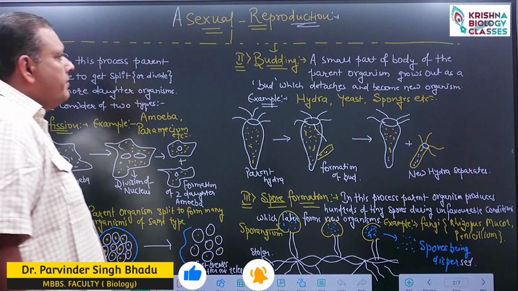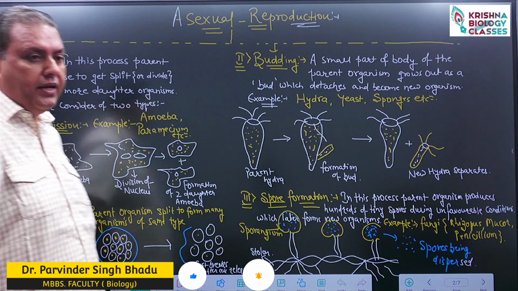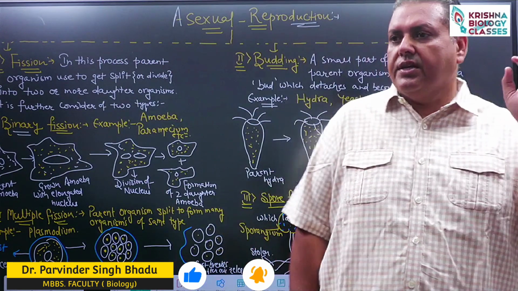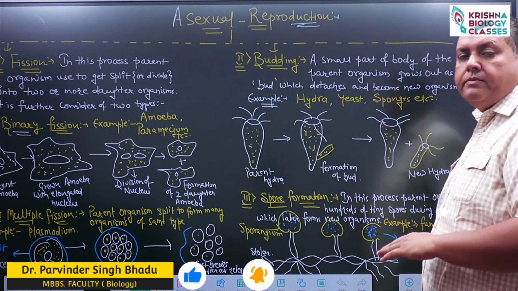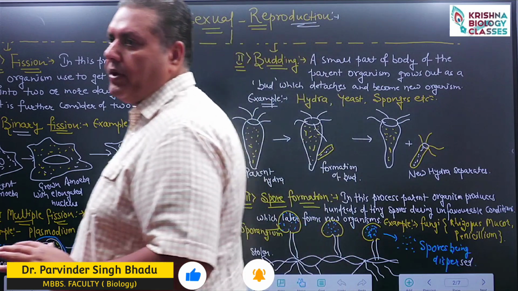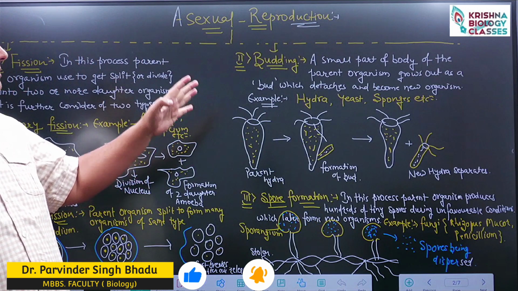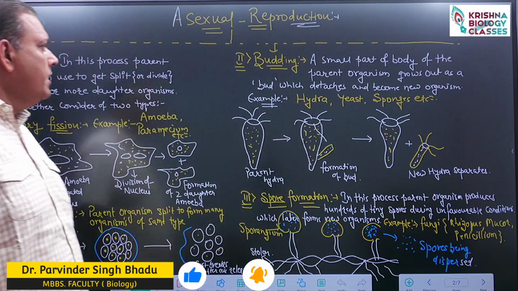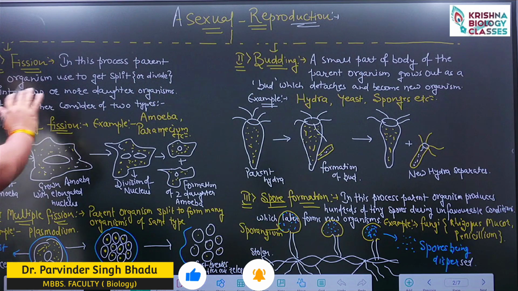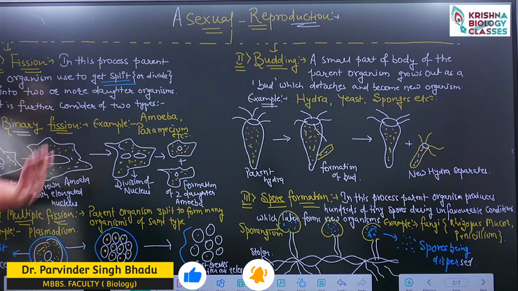Now, when we start to discuss the different modes of asexual reproduction, we say there are 5 main types of asexual mode of reproduction. The 5 major types are fission, budding, spore formation, regeneration and vegetative propagation. In fission, the parent organism gets split or divides into 2 or more daughter organisms.